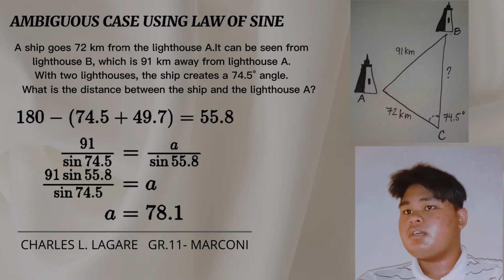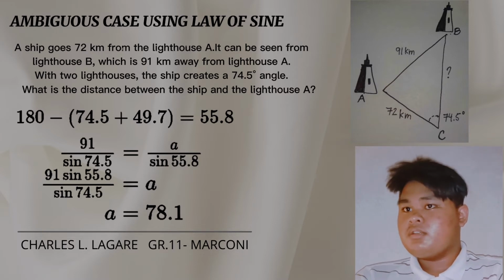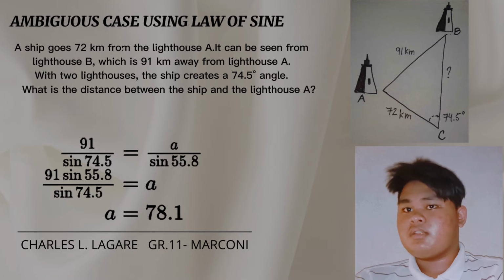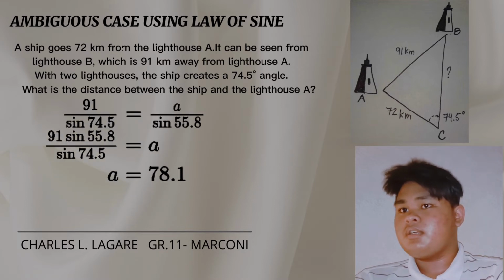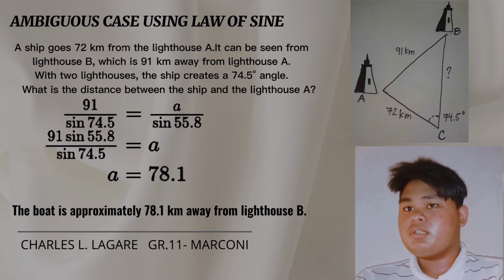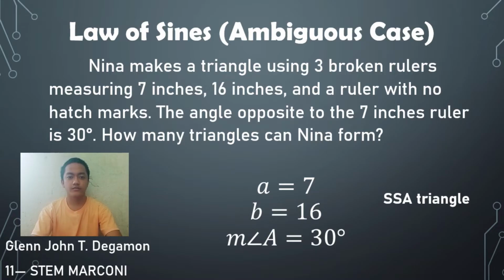Finally, we can use angle A to find side A. So we use again the law of sines, then we get the value of side A as 78.1. So the boat is approximately 78.1 kilometers from Lighthouse B.